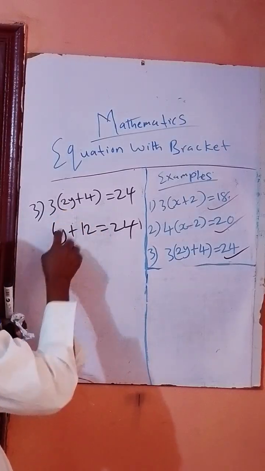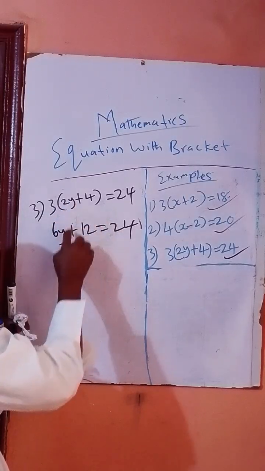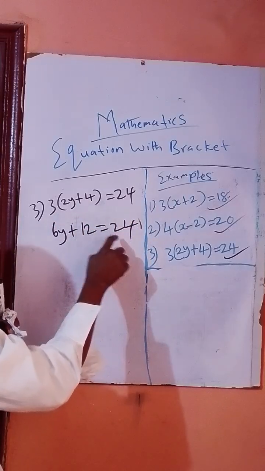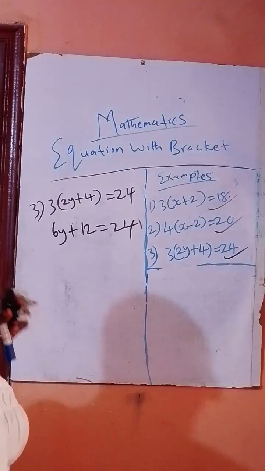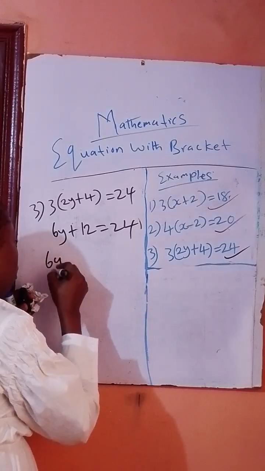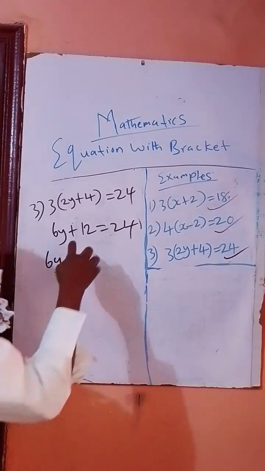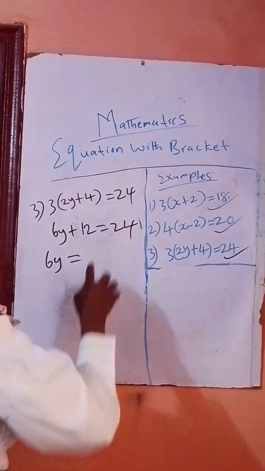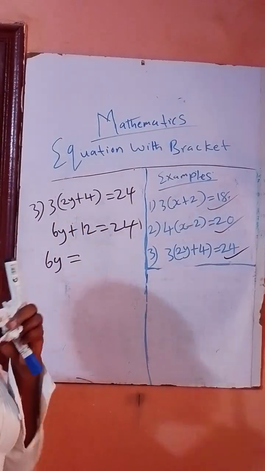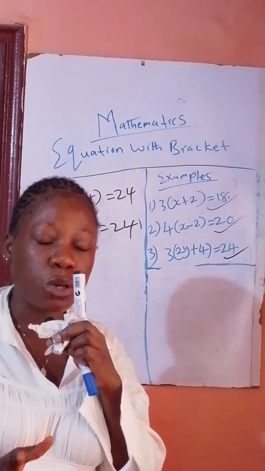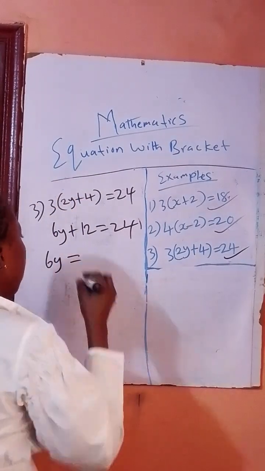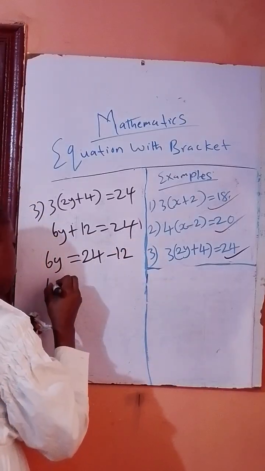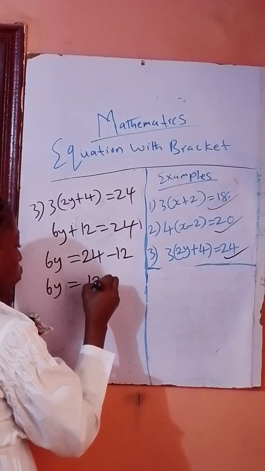3 times this 2 is 6. Bring down your y, this equals sign. 3 times this 4 is 12, equals to, bring down this 24. Bring down your 6y equals to this plus 12. The plus 12, when it crosses this equal sign to meet 24, the plus sign is going to change to minus. We have 24 minus 12, then 6y equals 12.